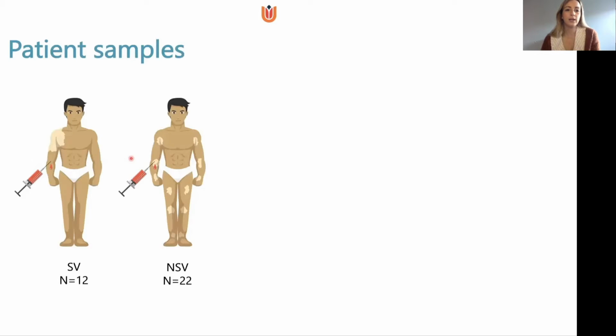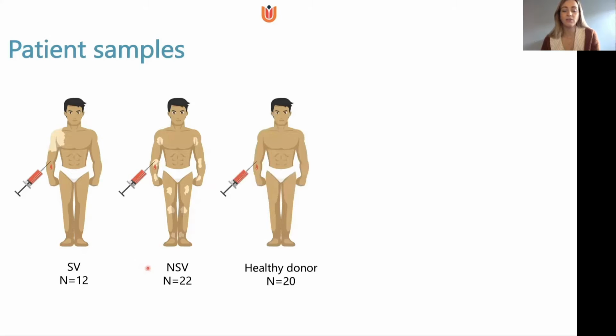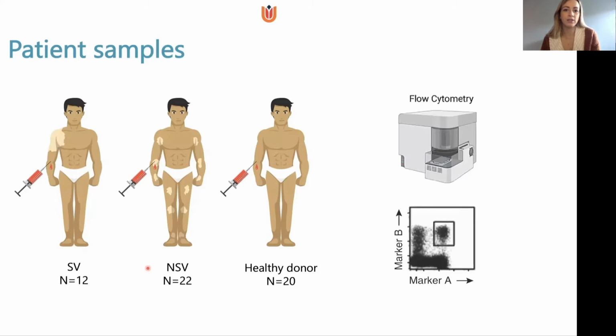For this, we collected peripheral blood samples of patients with segmental and non-segmental vitiligo. Next to that, we also collected healthy donor blood to decipher what is really disease-specific. After isolating the blood cells, we analyzed these by flow cytometry to determine the percentages and phenotype of different immune cells.